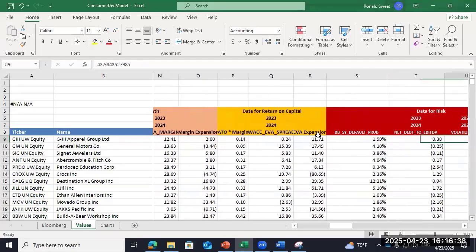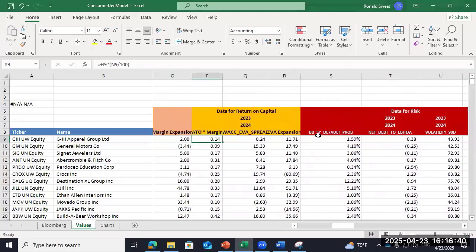And then I look at return on capital. I do an actual ATO times margin, which is essentially return on assets. I'll look at EVA. EVA is essentially return on capital minus cost of capital. I like that one. And then I look at their EVA, is it getting stronger or getting worse?